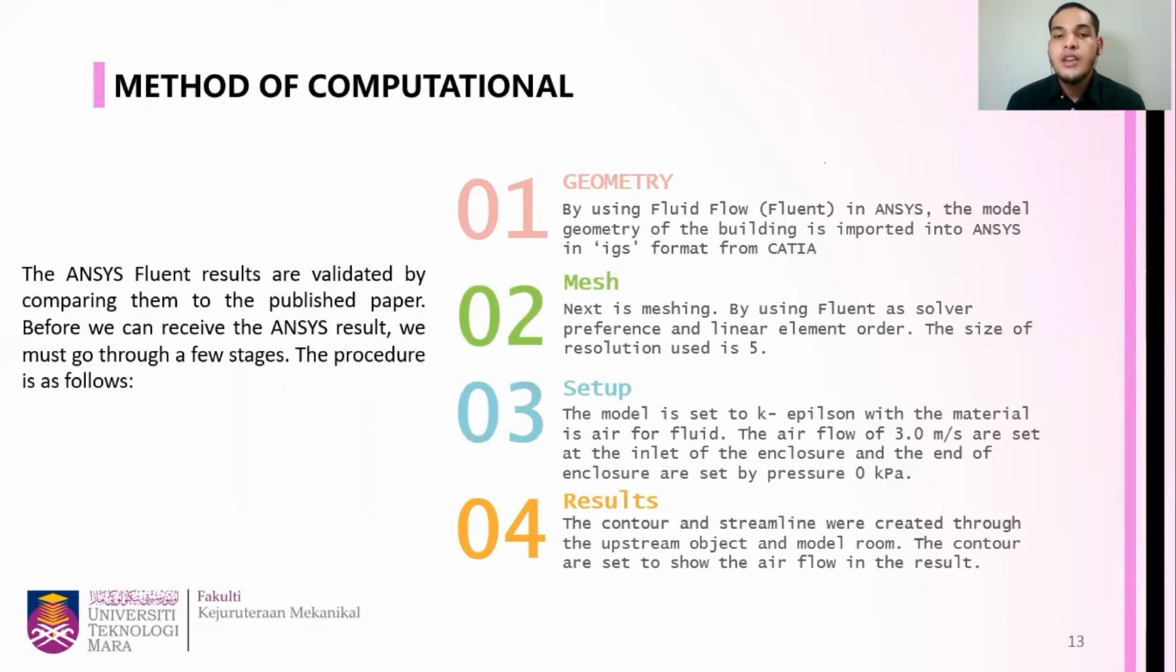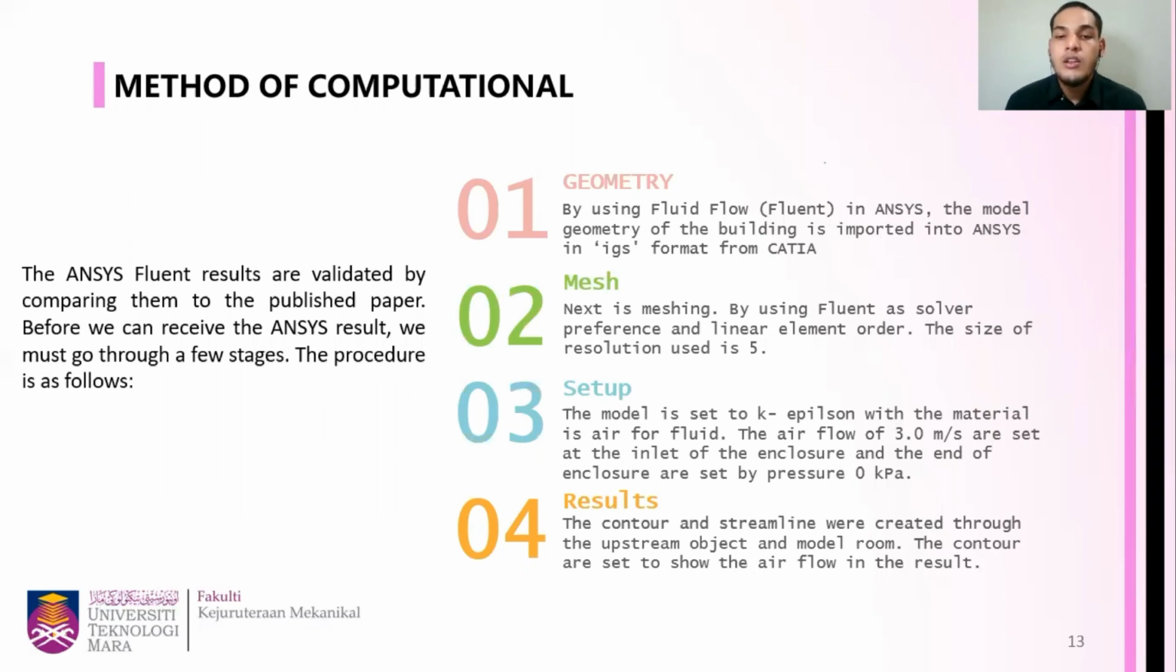By using Fluent as solver, reference, and linear element order, the size of resolution we use is 5. Next is the setup for investigation. The model is set to K epsilon with the material being air for fluid. The airflow of 3.0 meter per second is set at the inlet of the enclosure, and the end of the enclosure is set to pressure 0 kilopascal. Then after the setup, we will run the calculation and get the result.